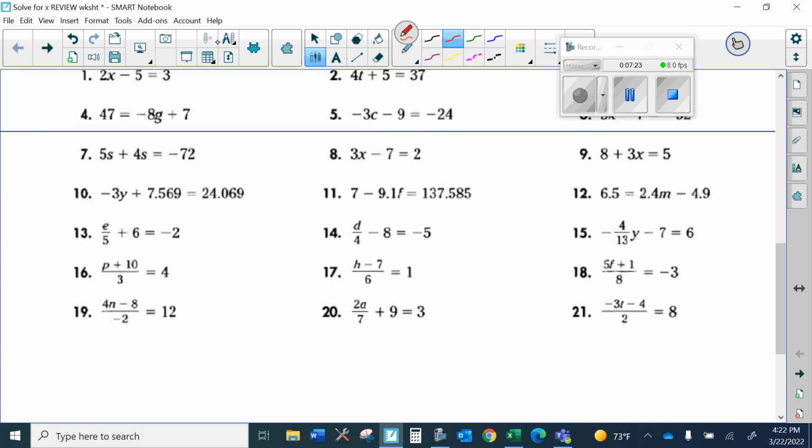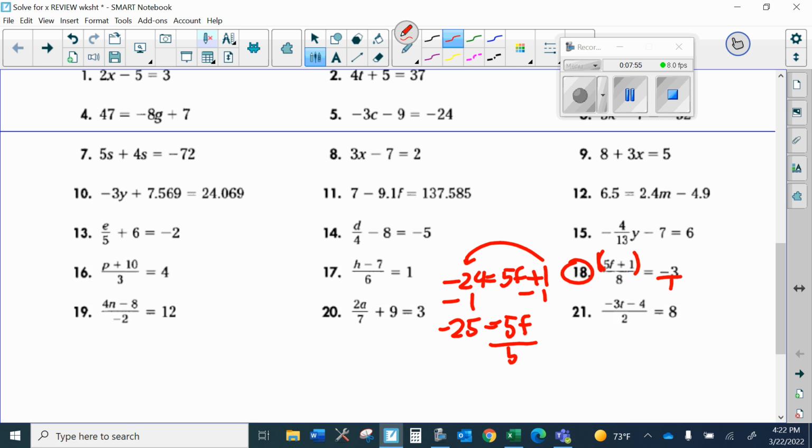Next, let's look at 18. When I have one written as a fraction and the other's not, I'm going to write them both as a fraction and then cross multiply like we did up top in 4-1 on the top part of the page. So I cross multiply, I get negative 24 equals 1 times the quantity 5f plus 1, which is then just 5f plus 1. I'm just multiplying by 1. That's already positive 5f, so I'm going to subtract the 1 across. I get 5f equals negative 25. And last step, divide by 5, and I get f equals negative 5.